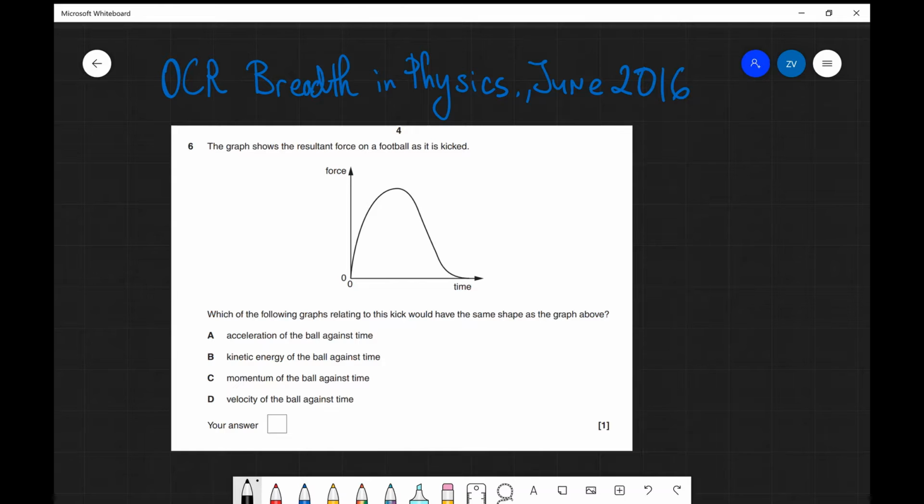Acceleration of the ball against time. Well, as soon as we read A, we know that this has got to be correct. The reason for that is because the force is equal to mass times acceleration. So rather than force, just up here we could have equally have written ma. So just multiplying by a constant, we're going to have exactly the same shape because m is just a constant. So the correct answer is A.